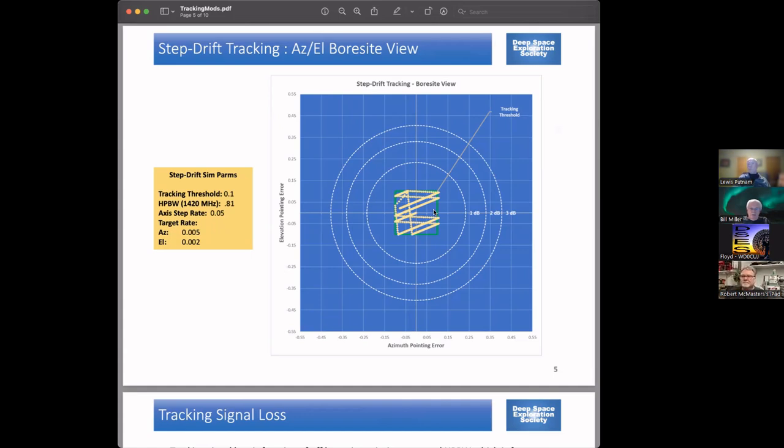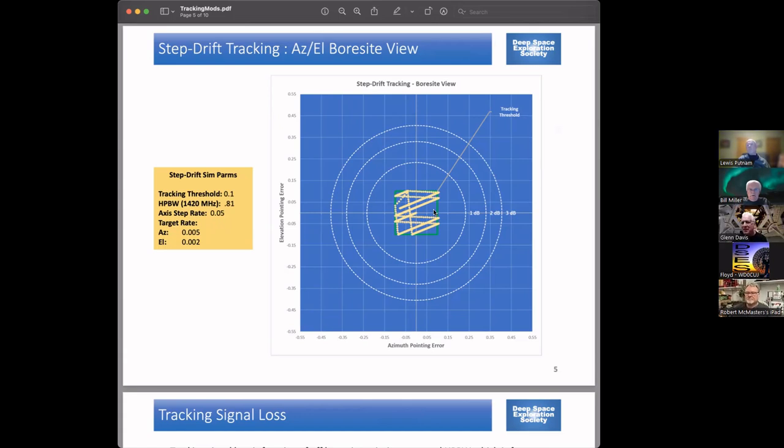Why are we trying to do this so accurately? Bill, this is an example. It is not what we're trying to do. Okay, this is just an example.